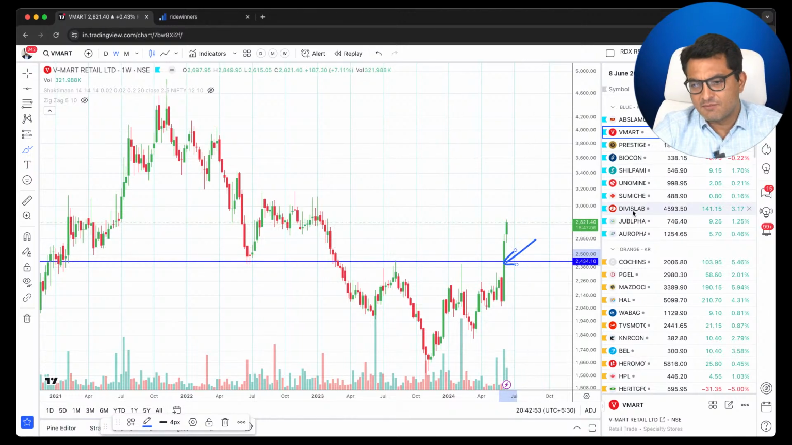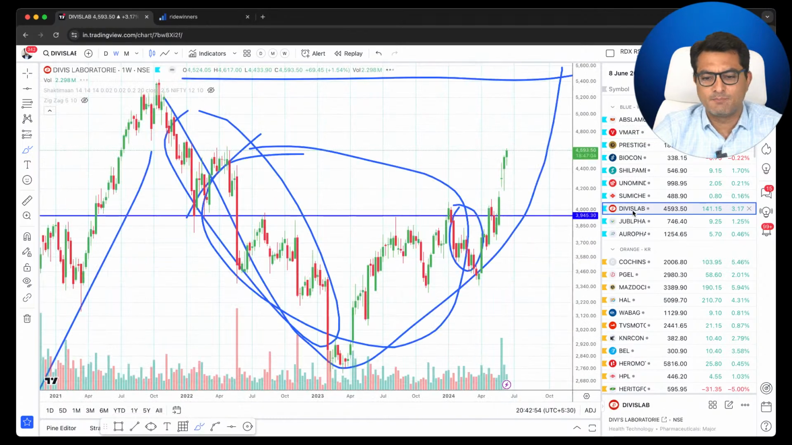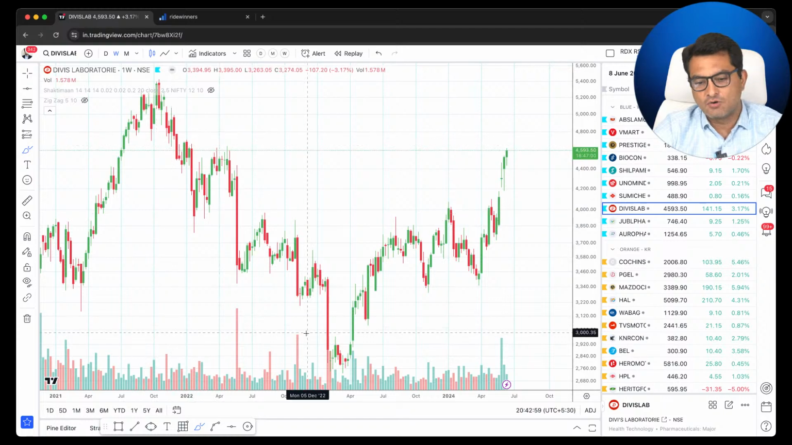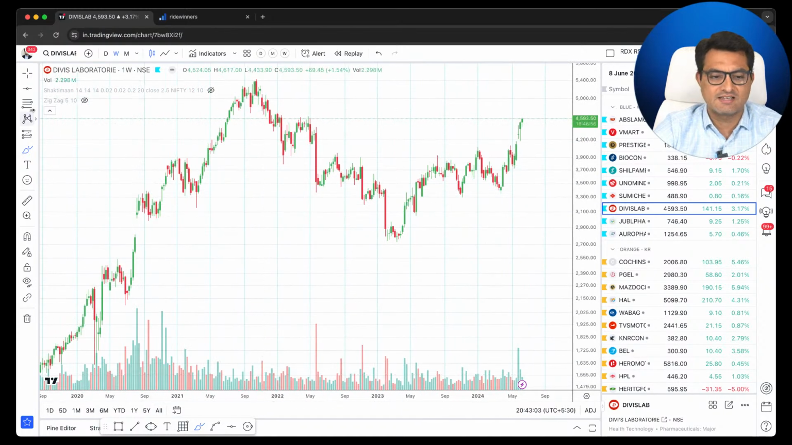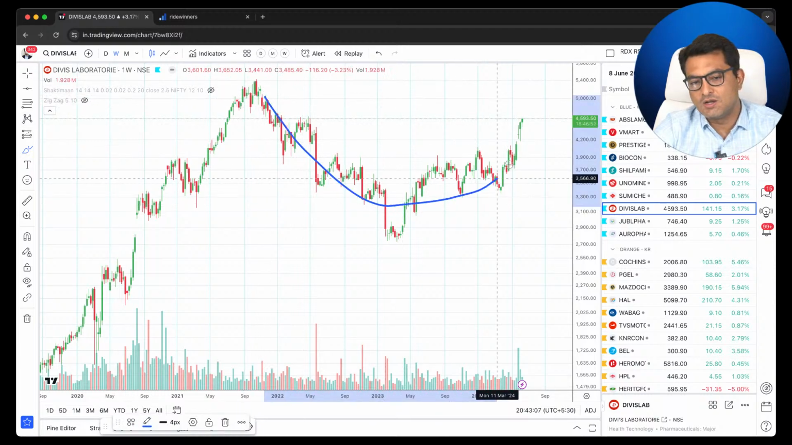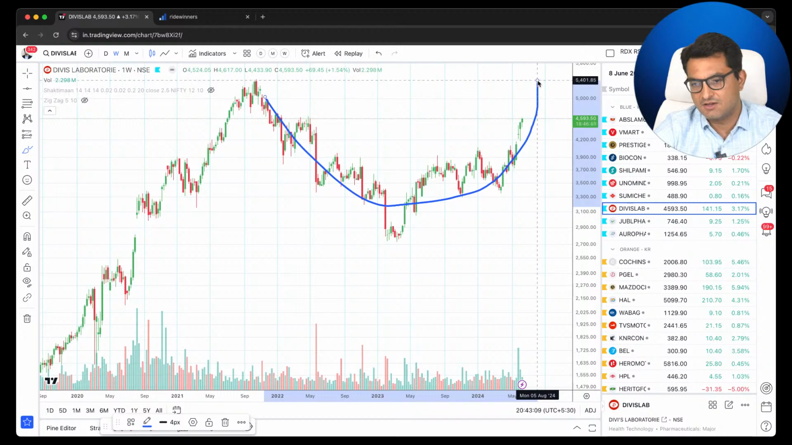One more live example, if you want to see, is the example of Divi's Lab, right? So Divi's Lab went into a very big downtrend, then it stabilized, and now if you can see, it is actually forming a cup kind of pattern, and hopefully it will finish this pattern. Okay, so this is where it is actually forming. So are you all able to gauge it?